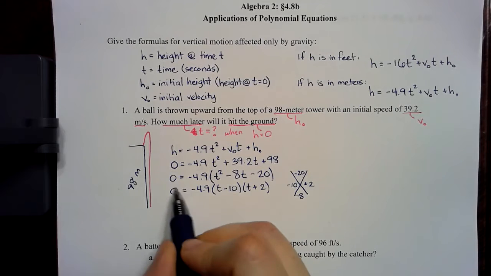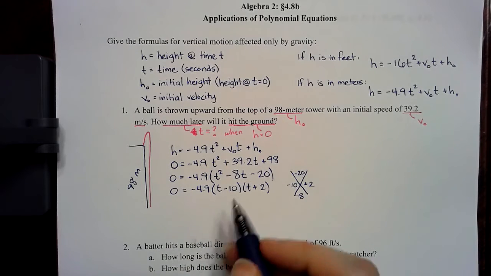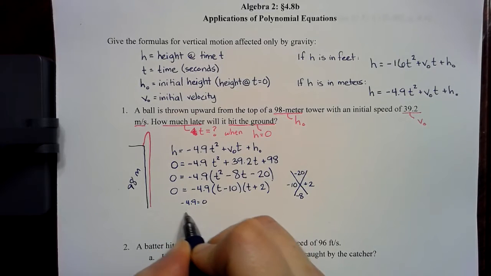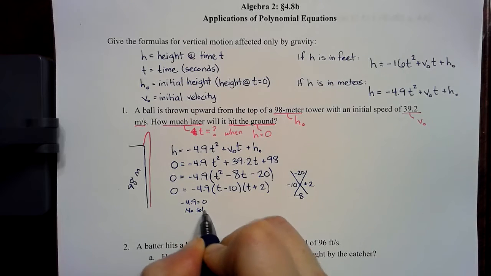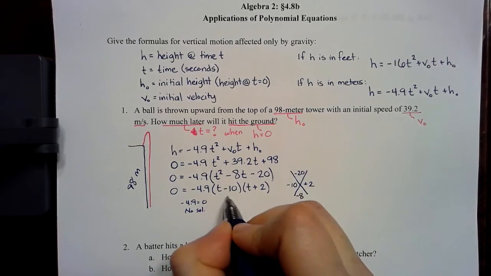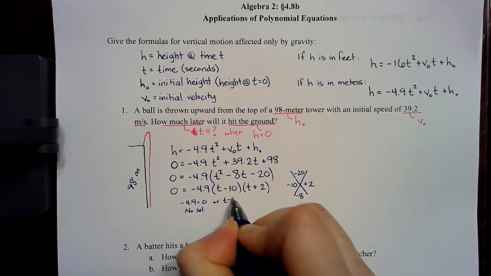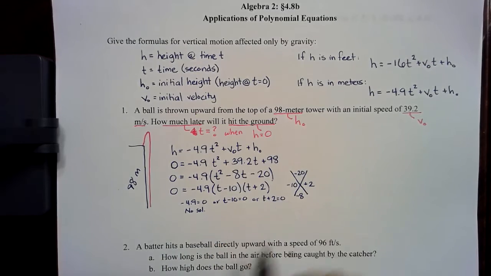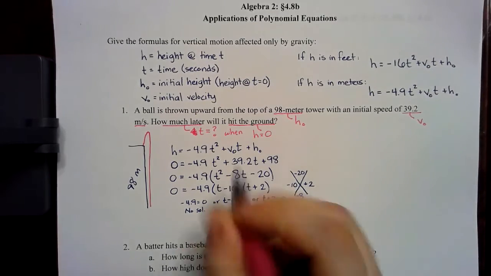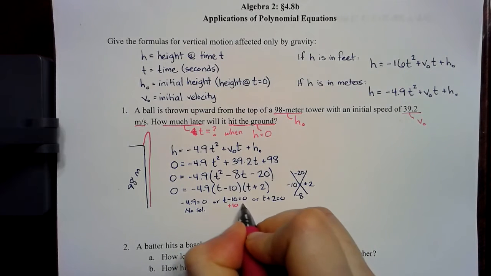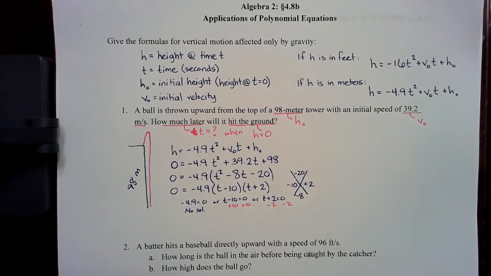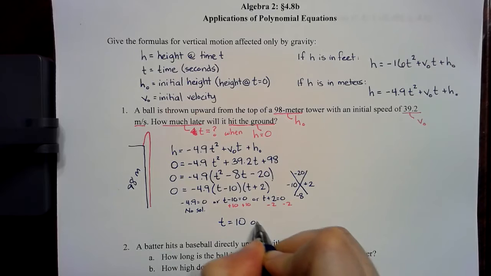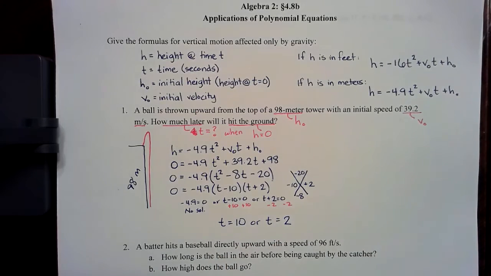So, since we have equals 0, I'll just set each part equals 0. Either negative 4.9 equals 0. Well, it doesn't, so I'm not going to get any solutions from that part. Or t minus 10 equals 0. Or t plus 2 equals 0. So I will find that either t is 10 or t is negative 2.